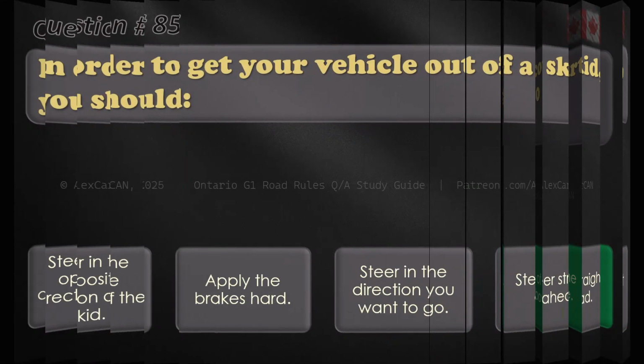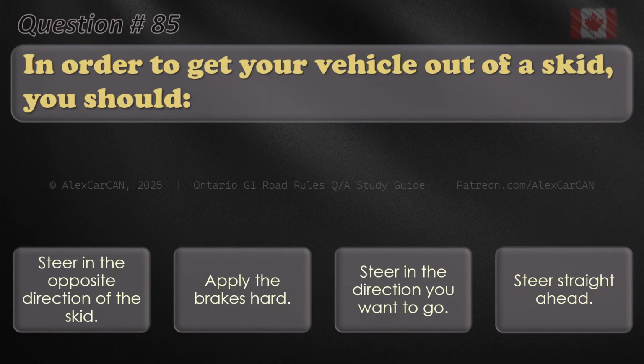Question number 85. In order to get your vehicle out of a skid, you should steer in the opposite direction of the skid. Apply the brakes hard. Steer in the direction you want to go. Steer straight ahead. The correct answer is steer in the direction you want to go.